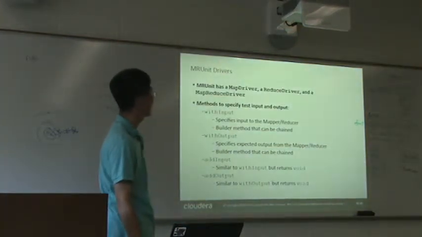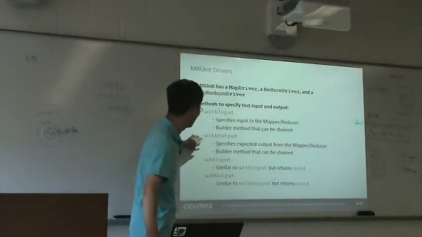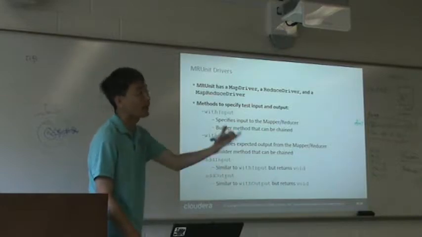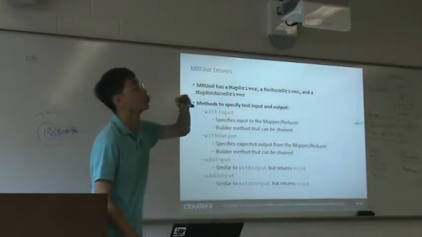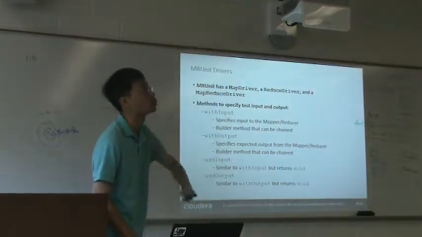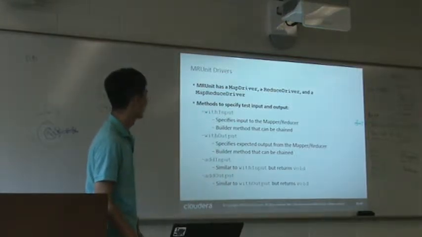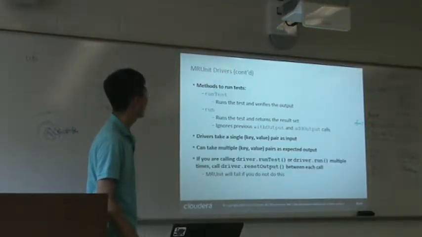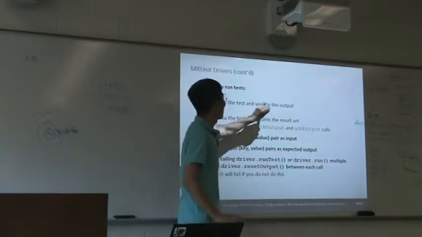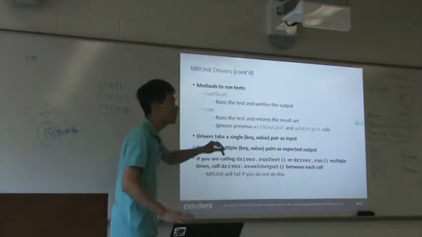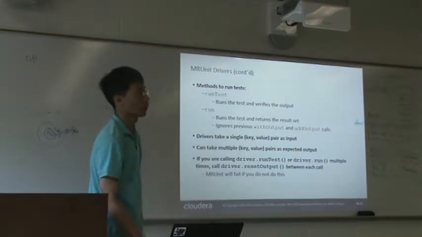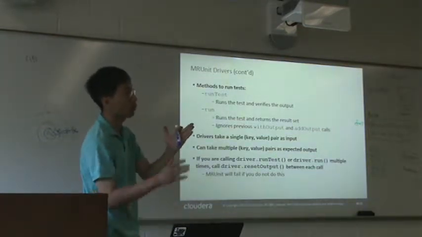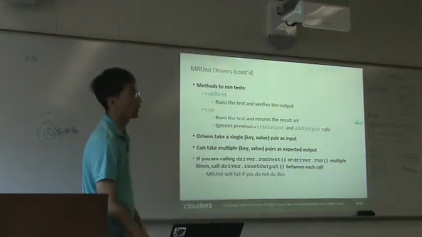So these are the methods that you can use in the MRUnit test, with the input and with the output. You can add more input if you have a new line, like you can append a new line record. Then runTest, or run: runTest lets you verify the output. Run means it just runs the program. You can print out the result, or you can manually compare to see whether it works or not.